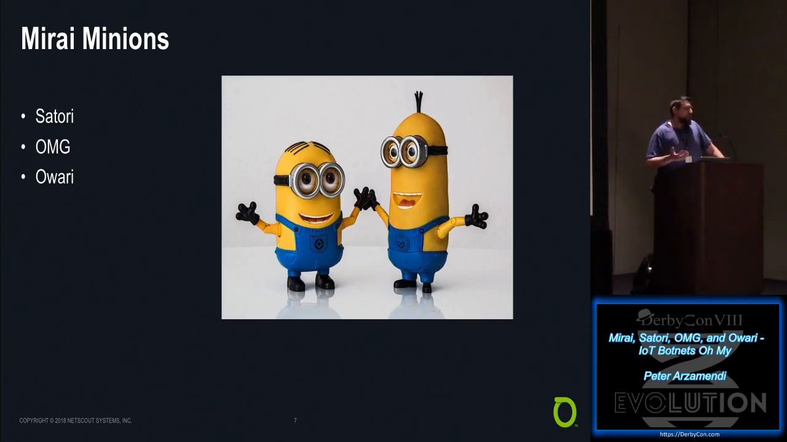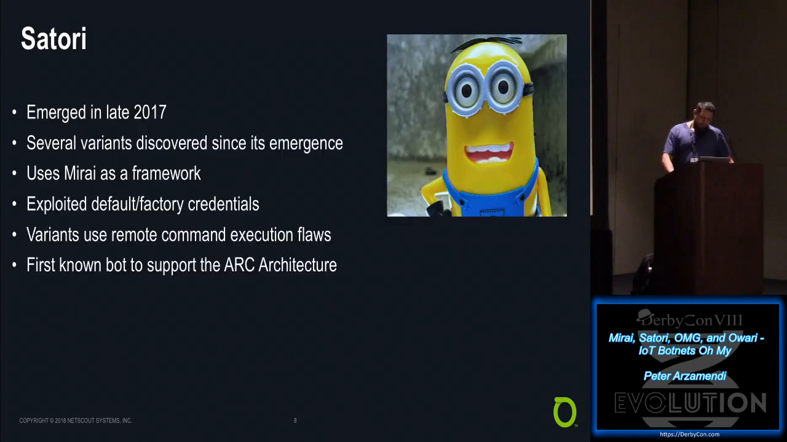Now that we have a kind of a background of Mirai, let's take a look at 3 specific variances and how they've leveraged Mirai as a framework and then built upon it to add their own flair. The first one we'll take a look at is Satori, followed by OMG, and then we'll wrap it up with Owari. Satori emerged in late 2017. Since then, there have been several variances of Satori. Analyzing Satori, you can see it heavily used Mirai as a framework. Several functions map between the two, and we'll take a look at some of that.